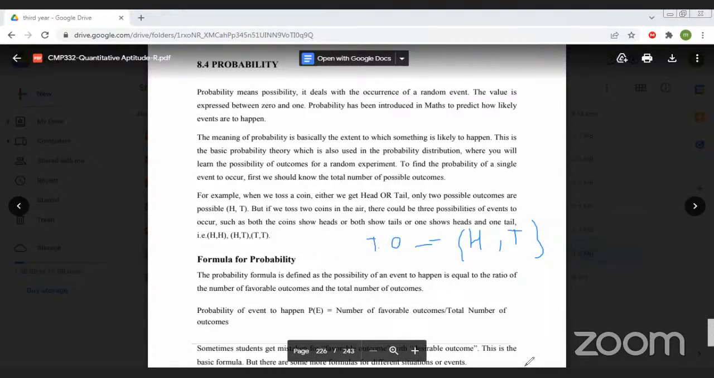Now, if I am saying find the probability of having head, so head comes only once. So your number of favourable outcomes for that will be 1. And when you need to find the whole probability, that will be P of E equals to number of events upon total number of events. So that is 1 upon 2. So that is how you are going to find the probability.